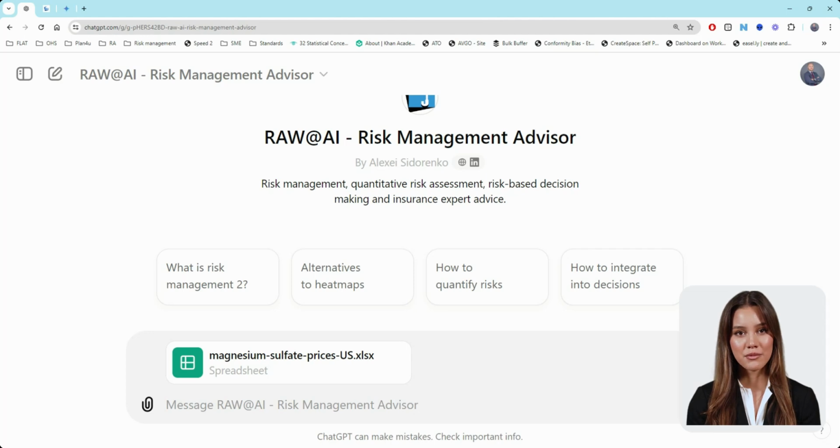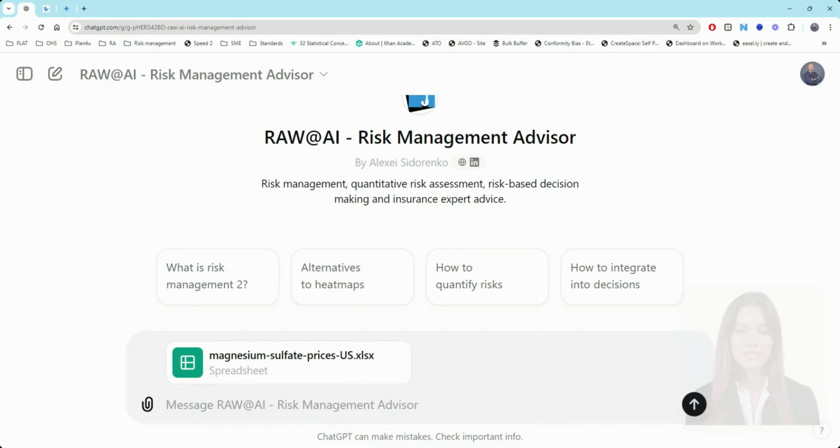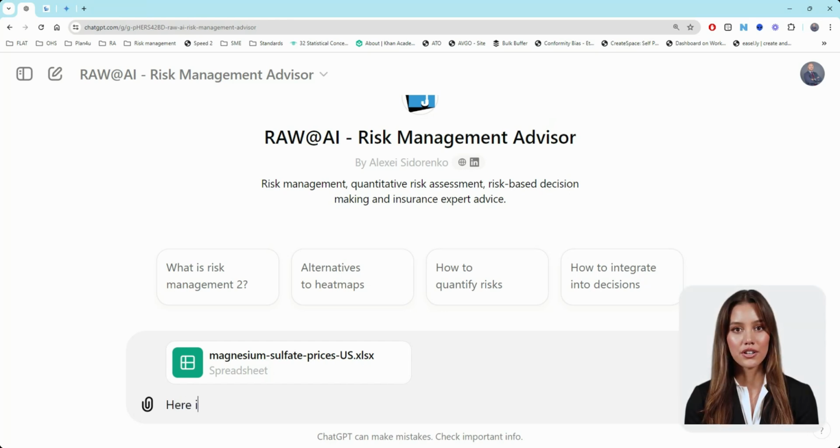Just like with any human risk analyst, you need to do some homework and prepare the file. If it's a messy file with multiple tabs and inconsistent logic, don't expect AI to figure it out by itself. Pre-clean the data. Make sure it's well structured. There are clear dates, clear values, and headings, and so on. Just make it simpler, just like you would for a human risk analyst.